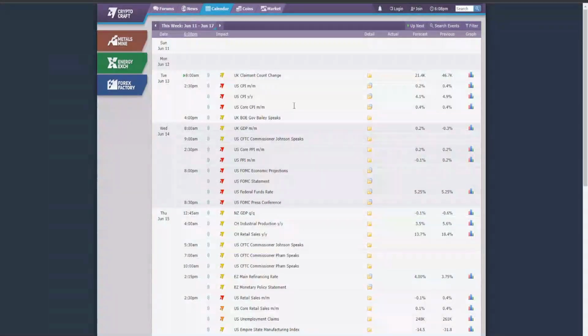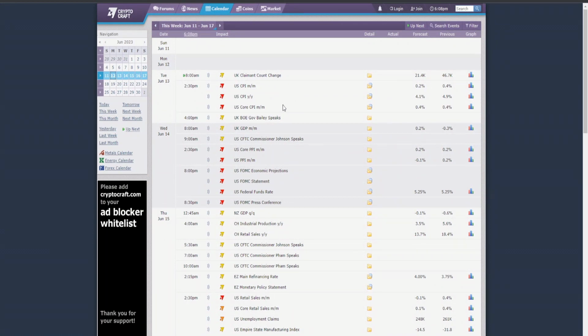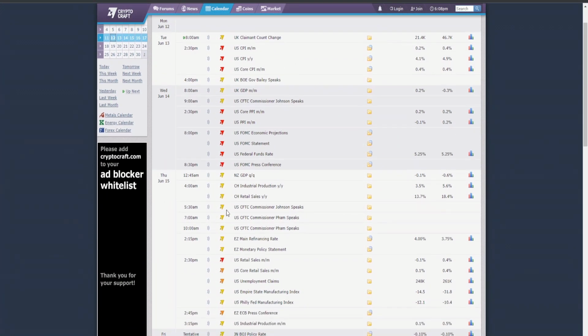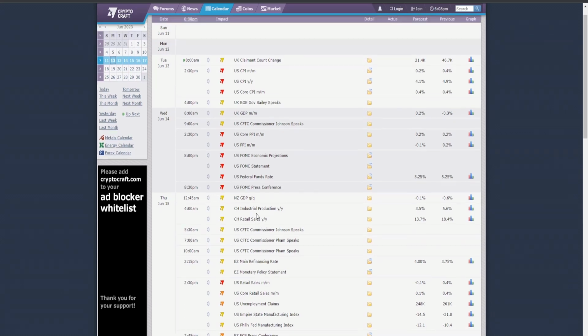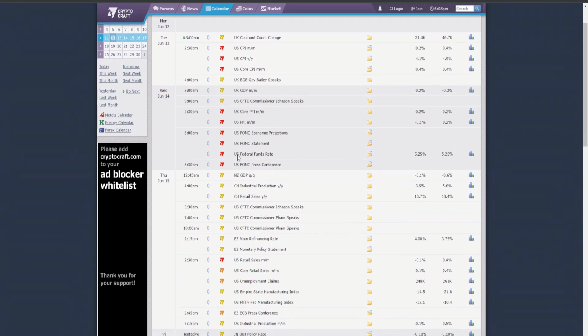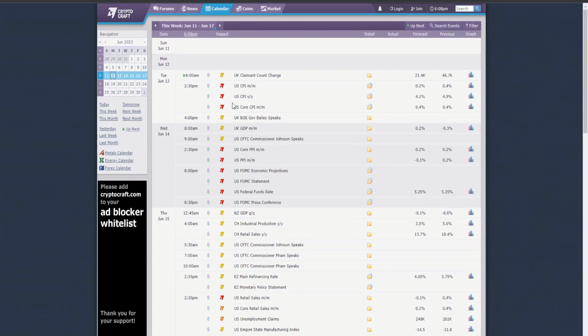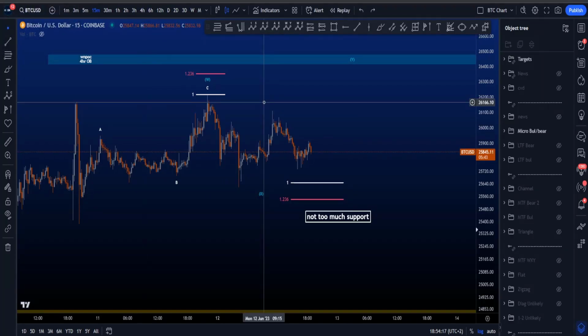Now, finally, we have the news coming as well. This week is a very, very news heavy week. All the red flags that you see are very important and probably volatile moments on the chart. So make sure you keep track of this website of the news. The first red flags, high volatility news items, are going to be tomorrow, Tuesday at 2:30 p.m. Central European time. So make sure that whatever you do, you trade safe around those hours.